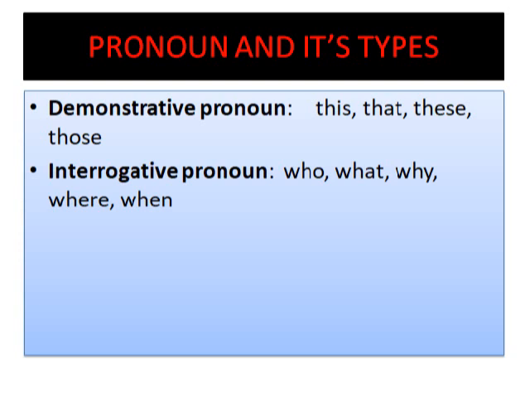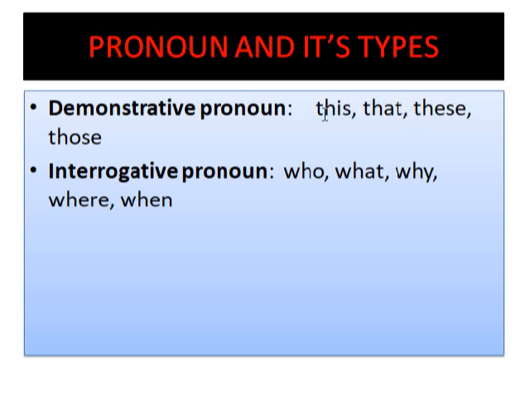Demonstrative pronoun and interrogative pronoun. Demonstrative means to point out something. They are this, that, these, those. This is used for the thing near to us and is singular. That is used for the thing away from us and is singular.